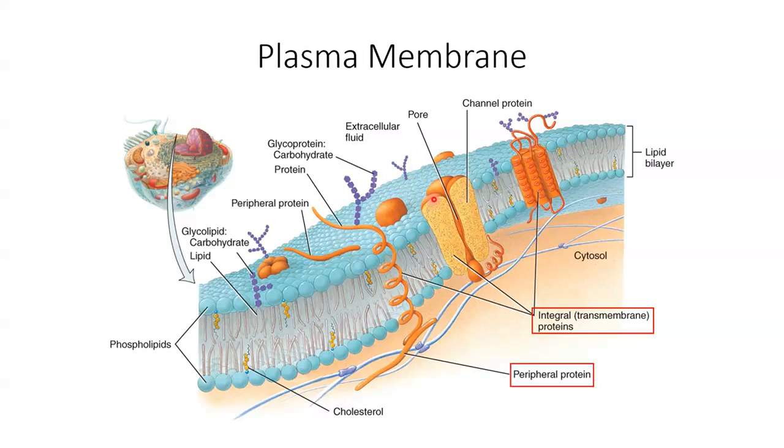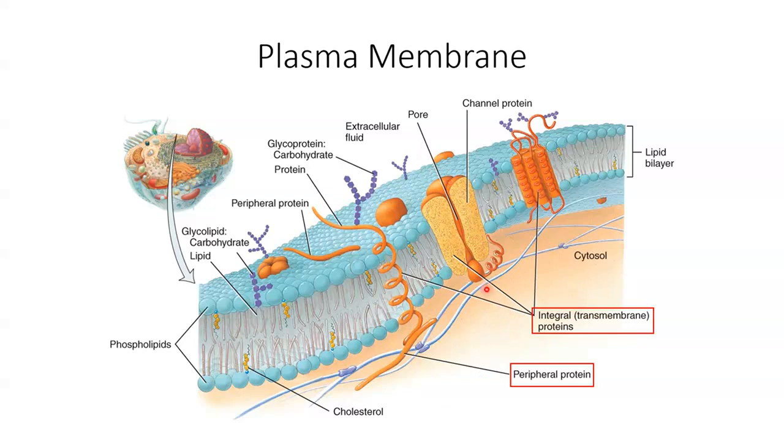Peripheral proteins are then proteins which are attached to the phosphate heads or to other integral proteins at the inner or the outer surface of the plasma membrane. And these proteins aren't as firmly attached to the plasma membrane. Now, proteins have various functions within the plasma membrane. For example, some integral proteins form ion channels or pores, which are like little holes or tunnels in the membrane that allow specific ions to move through.